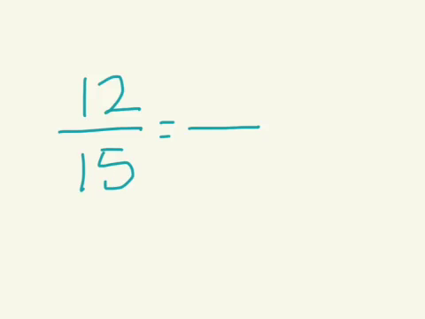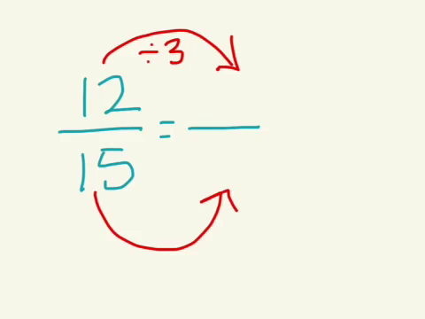1 and 15, 3 and 5. Do they share any factors? Because then you could divide by the same thing. Yes, they do share factors. They share the factor of 3. So we'll divide by 3 and we'll divide by 3.